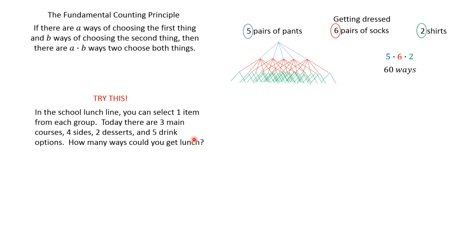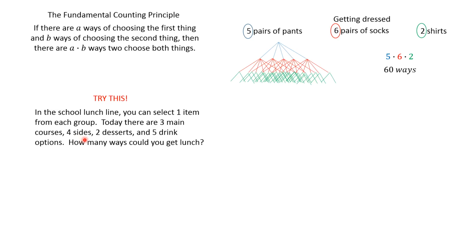So, let's say you're getting school lunch. You know, take your life in your own hands. And you can select one item from each type. So there's three main courses. So for lunch, we have pizza. We have Spartan burger. Not entirely sure what that is. And we have chicken strips.